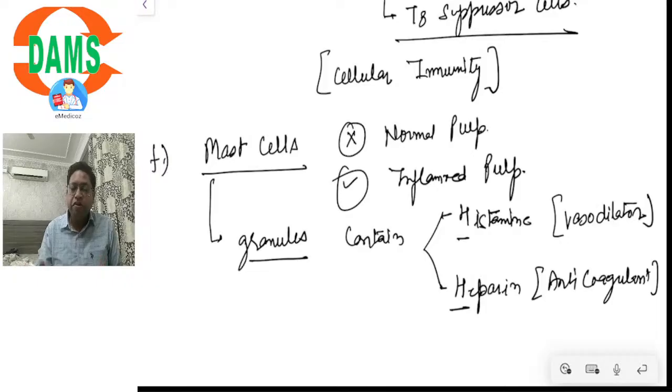Why does it happen? Because of the presence of mast cells in inflamed pulp that release heparin and histamine. Vasodilation is there, so there is stagnation of blood. More blood is pooled in the pulp, and heparin is there that causes the blood to flow continuously for a longer time without being coagulated. So it is clinically correlated to the presence of mast cells in the inflamed pulp. These are the cellular elements of dental pulp.